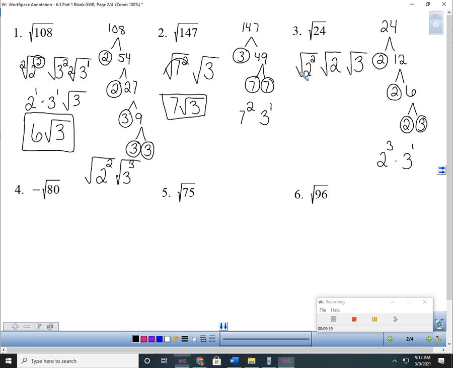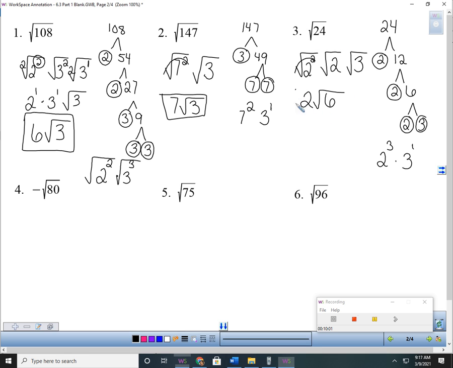So what is the square root of 2 squared? It's just 2. And then neither of these can be reduced, correct? So I just multiply them together. 2 times 3 gives me 6 underneath my root. And I could plug that in the calculator.